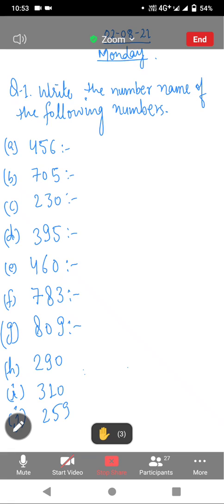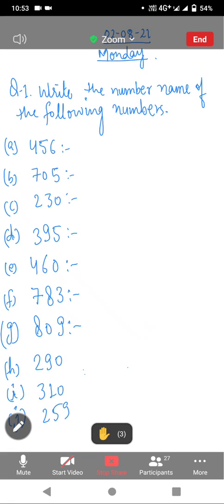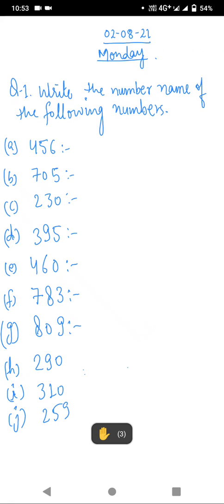And 90 is NINETY, not NINTY. Some students have written it like NINTY. So erase it and make it correct. Write NINETY.